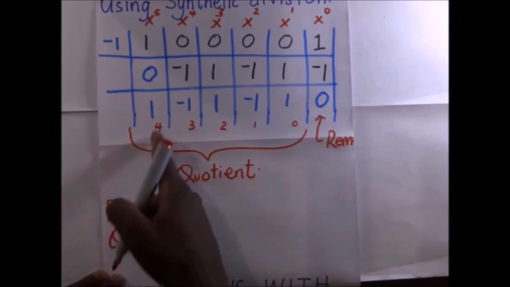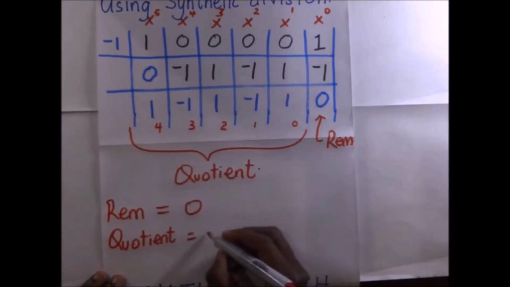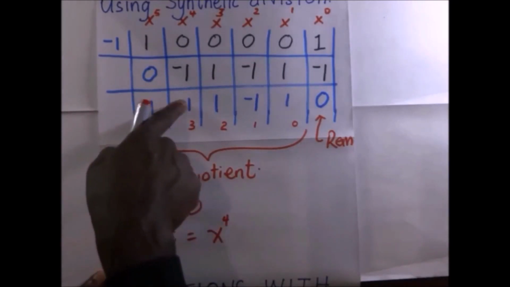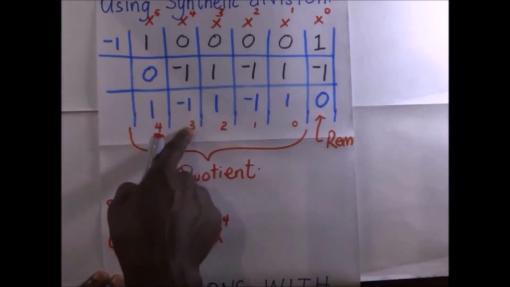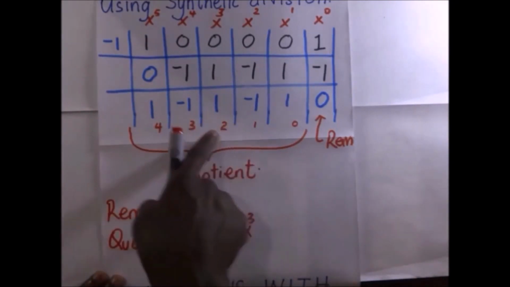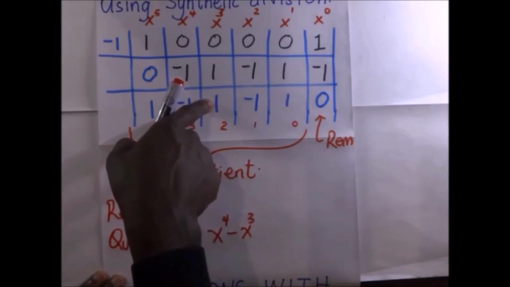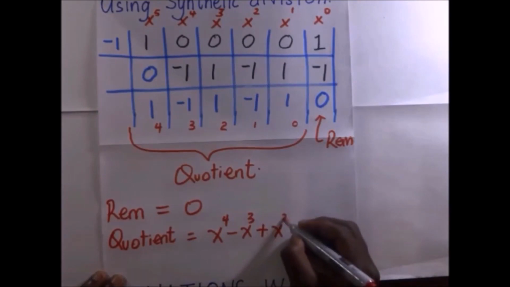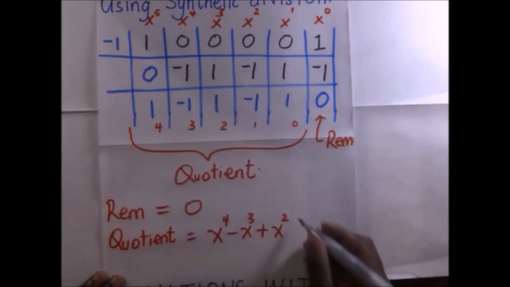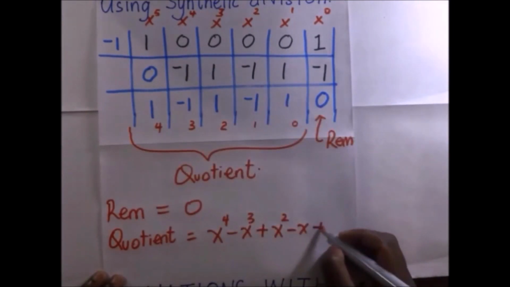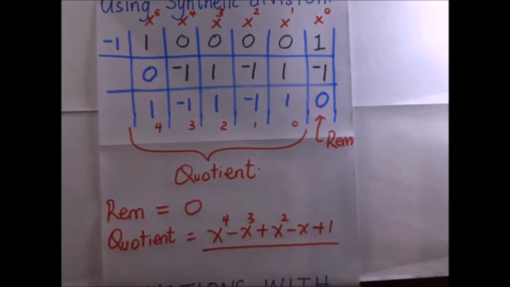is going to be equal to x to the power 4, because it's 1x to the power 4, minus 1x to the power 3. So that is minus x to the power 3. Then that's going to be plus, because it's positive 1, plus x to the power 2, minus x to the power 1, then plus 1. So that will be our quotient, and that is going to be our remainder.